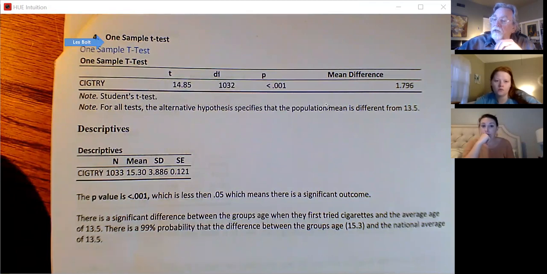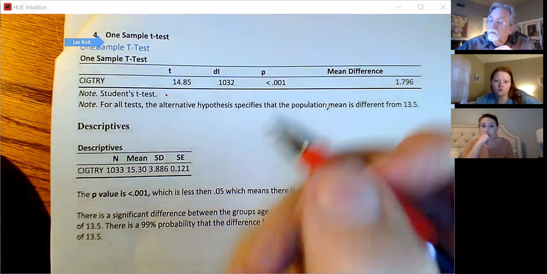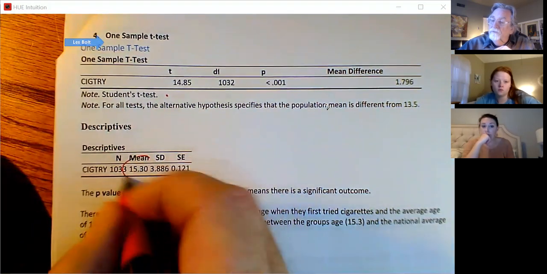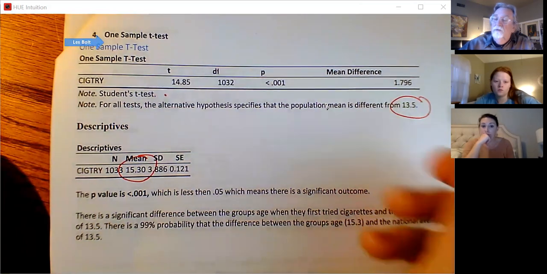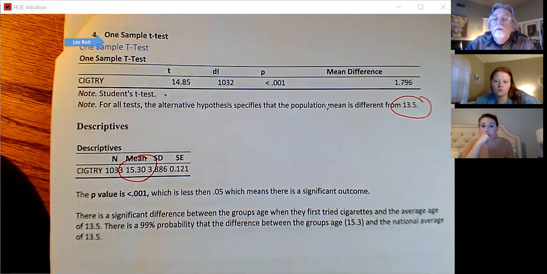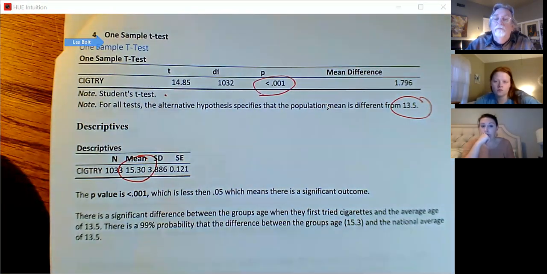The measure is to find out if there's a difference between the mean of 15.3 and the national average of 13.5. And the answer is yes, there is. The significance is less than 0.001. And this group tried smoking later than the national average.